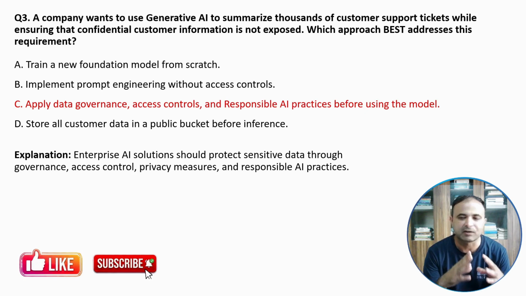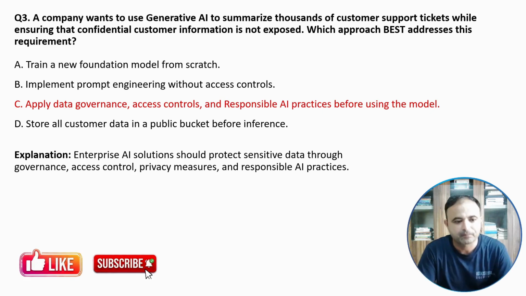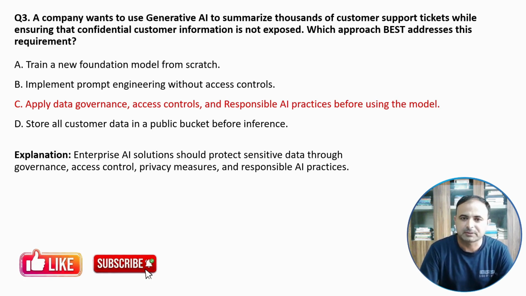Whenever we talk about implementing any business use case and embedding AI, the major concern is security. Any organization does not want to share its data, so how can we justify that it is secure? The answer is to apply data governance, access control, role-based access, and responsible AI practices before using the model. Explanation: enterprise AI solutions should protect sensitive data through governance, access control, privacy measures, and responsible AI practices.